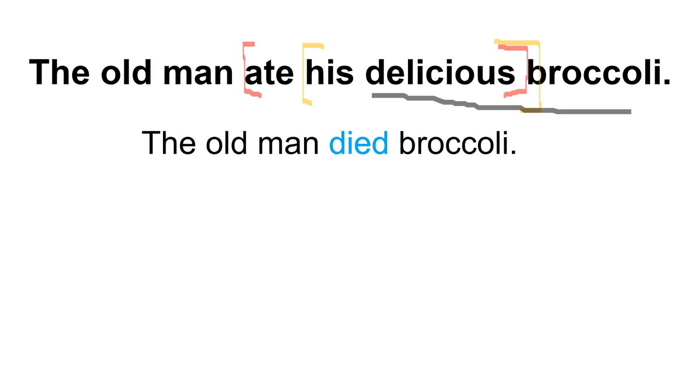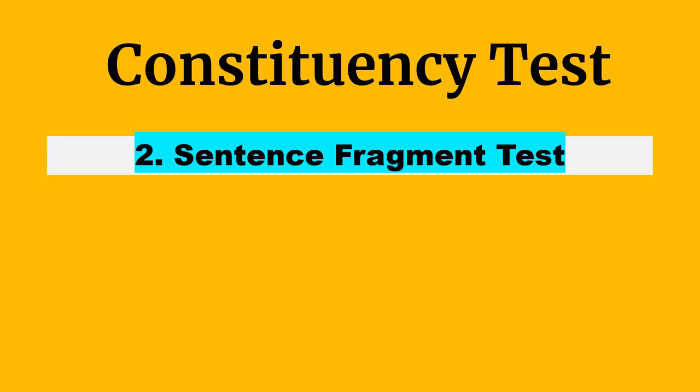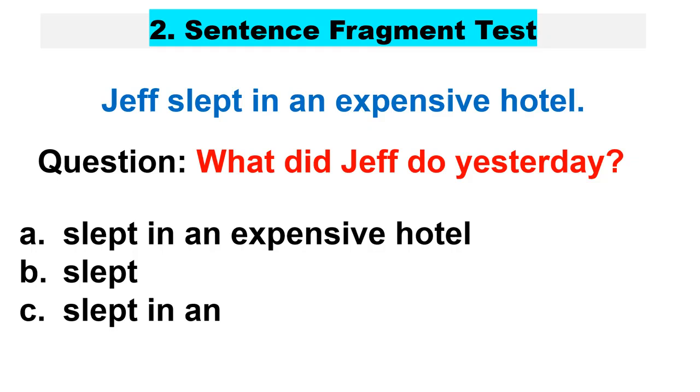So that's the replacement test, and it is very useful for nouns. It can be a little bit more difficult to see other categories, but it's a great test for nouns. Okay, the next constituency test is the sentence fragment test. Here, the idea is that if you can answer as a sentence fragment, then whatever you answer with is probably a constituent if it's okay.